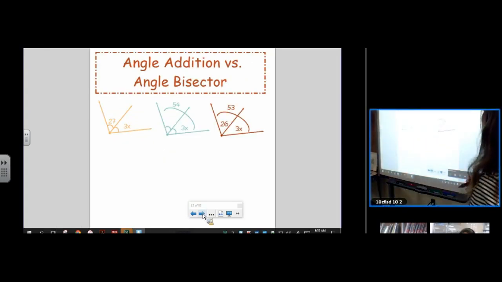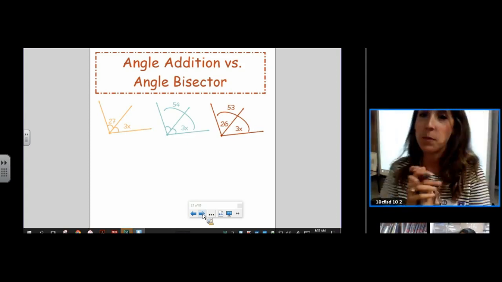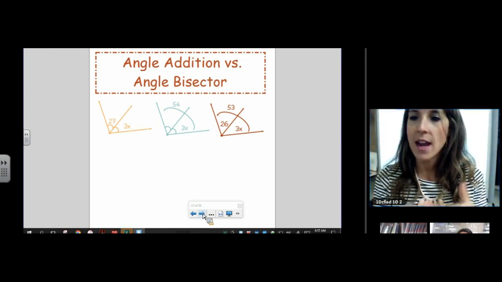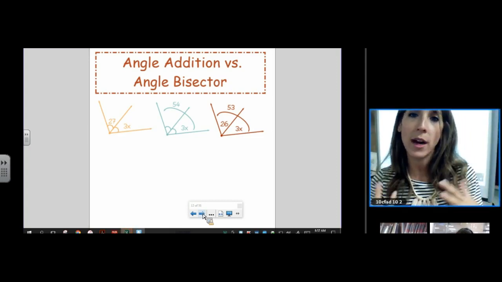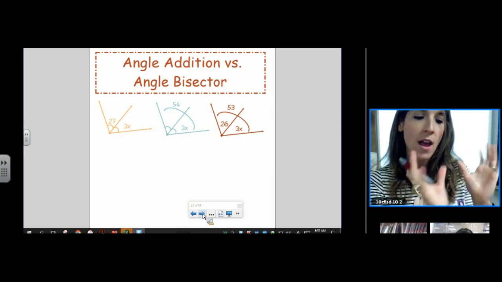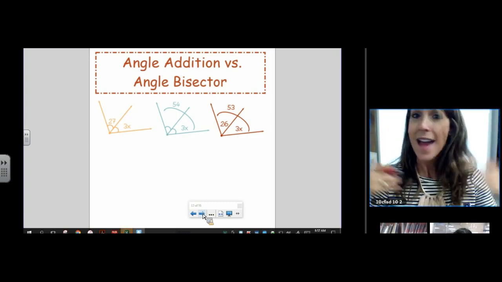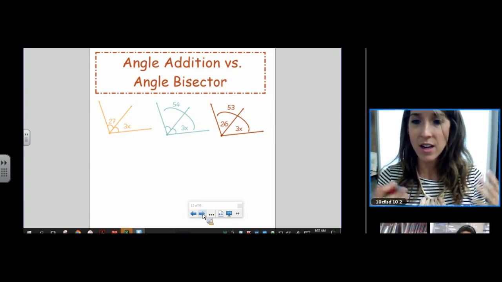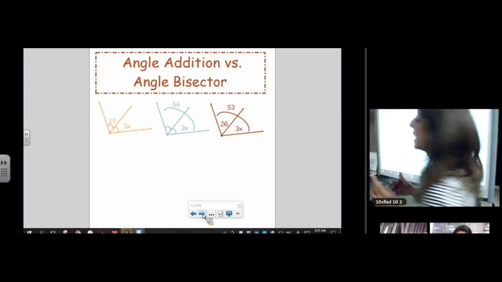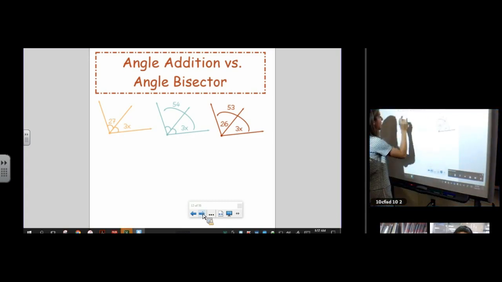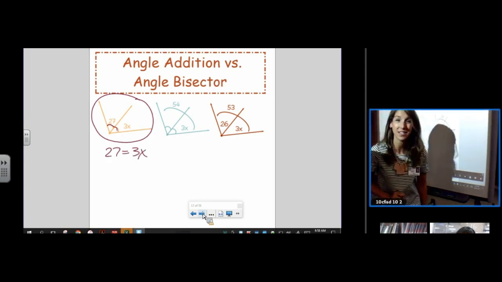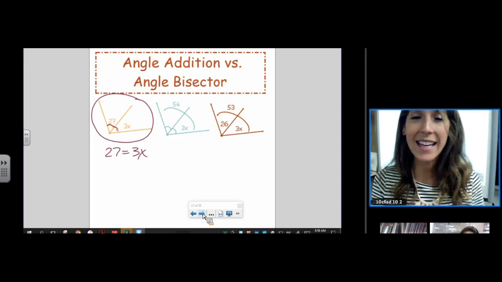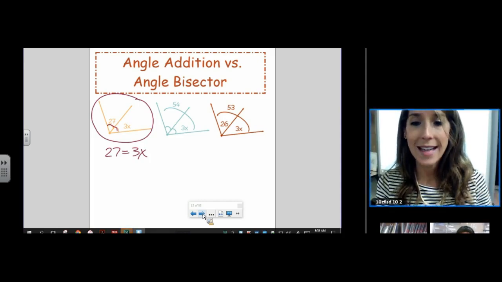Okay, angle addition versus angle bisector. I just want to look at these three situations, and I don't care about solving for x, but I want to talk strategy each time, because some people were getting confused on segment addition when they were given half of a segment and the whole segment, and they were just putting an equal sign between them without understanding what they were doing. If I see an angle like this with these beautiful arcs, that means those angles are congruent. When the angles are congruent, you may stick an equal sign between their measures. You may set them equal.